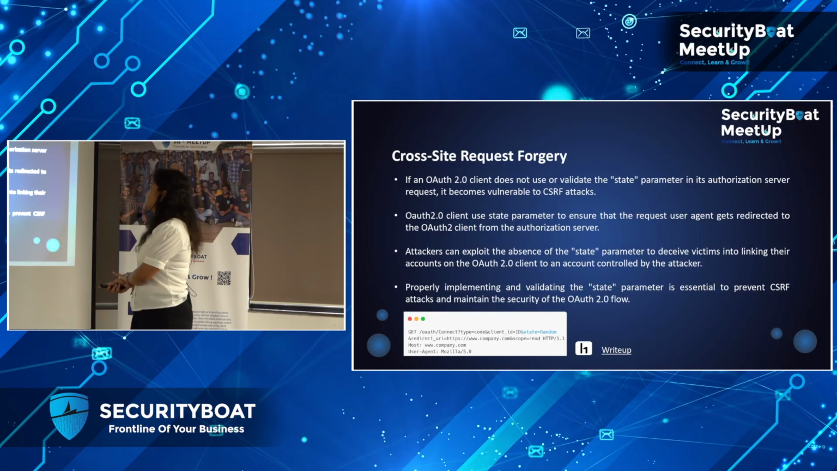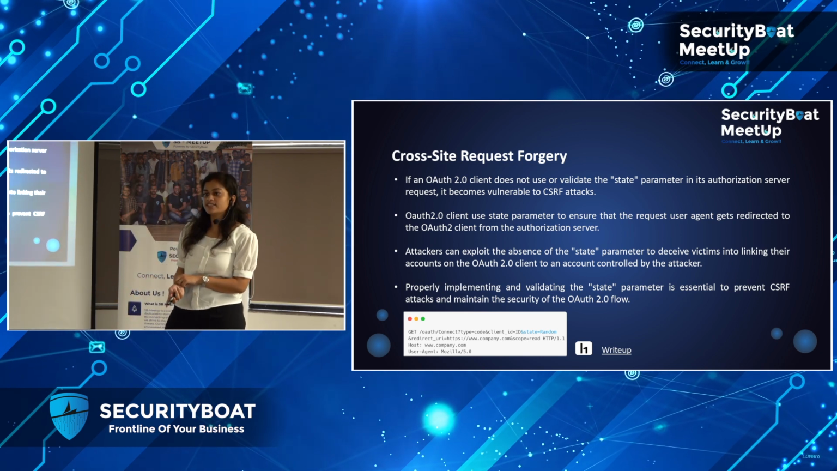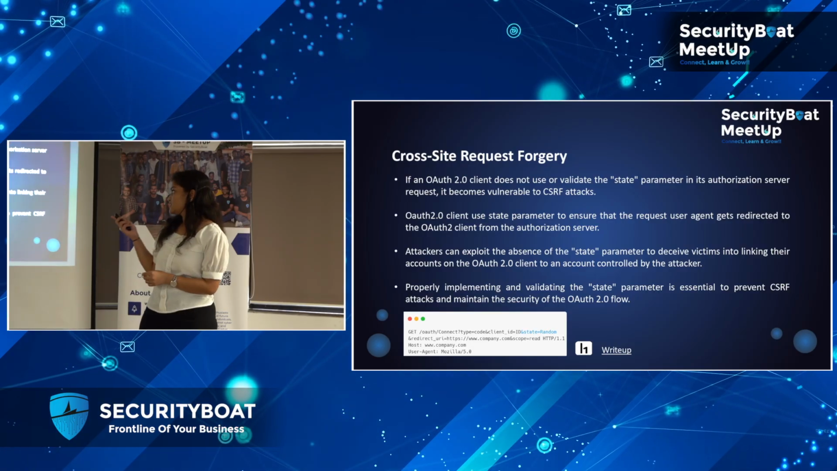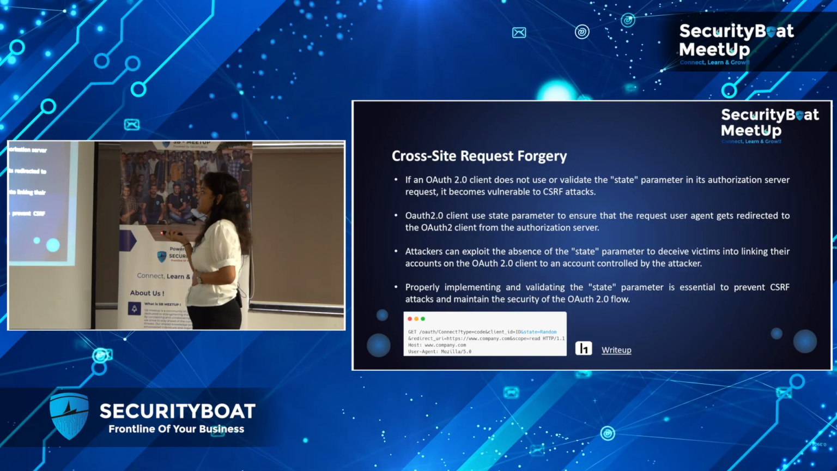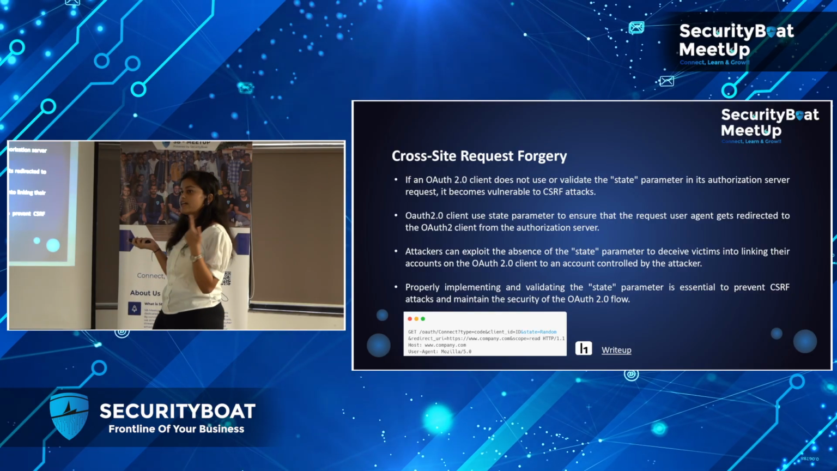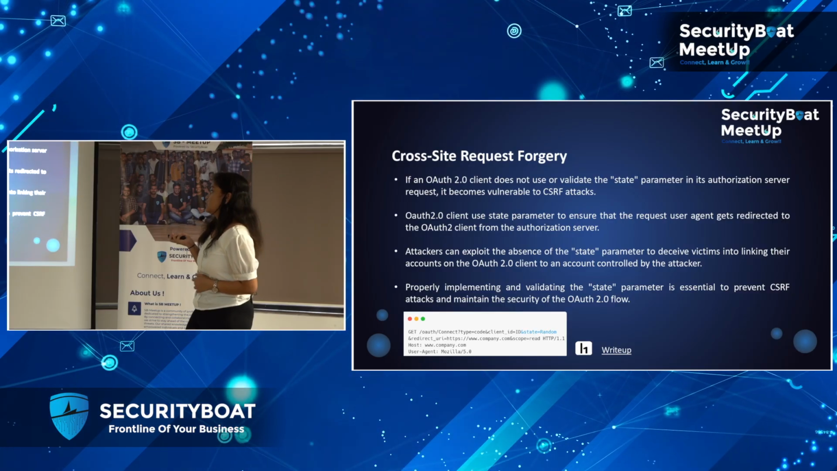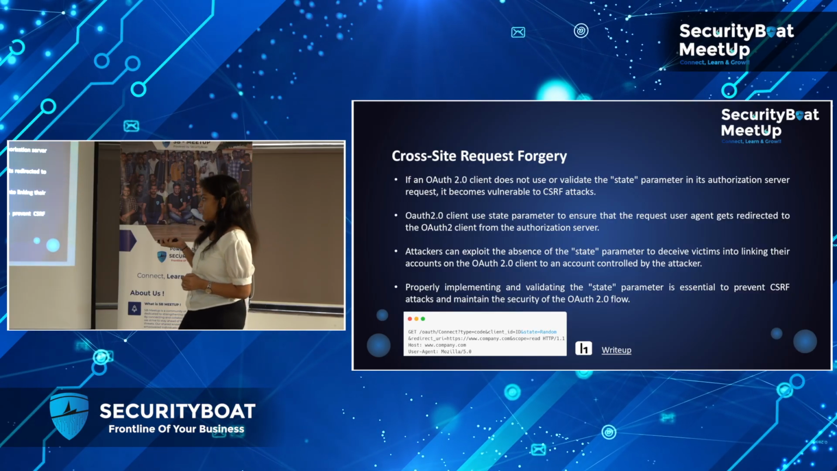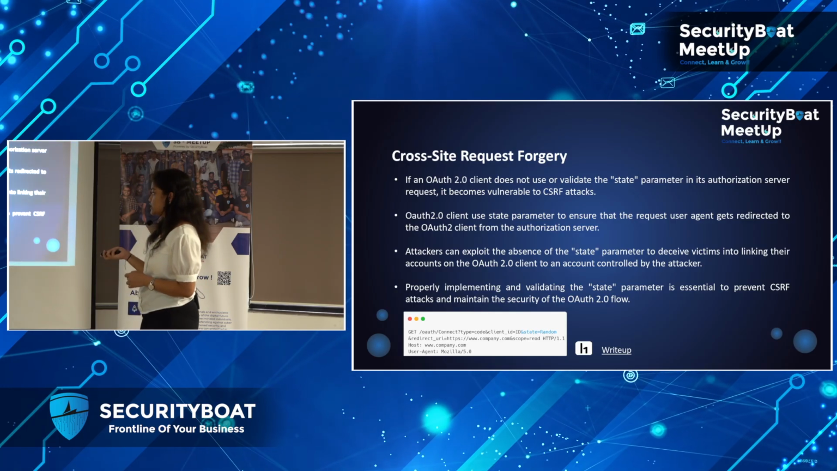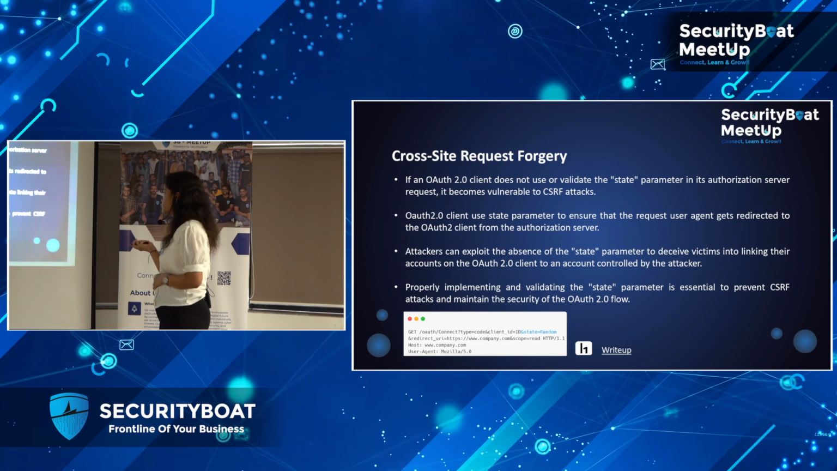Then CSRF. The state parameter is the key for CSRF. If you are not validating it, then you are allowing anyone to use it as a form of CSRF attack. So always remember to verify the state parameter while implementing OAuth 2.0. Here the state parameter is not being validated, so we give a random value, and we are able to get the access token in this particular screenshot. You can find the same write-up for it.